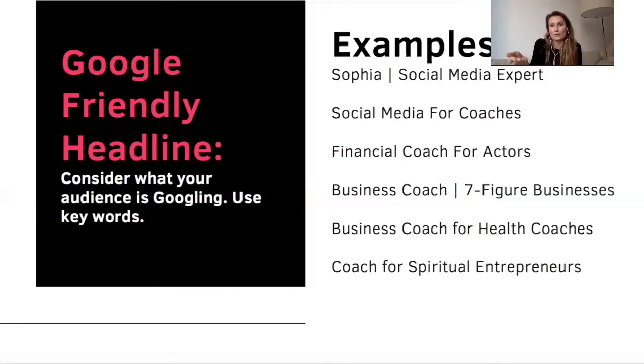And if you know how Google works, the "it's," the "thes," the "fors," they don't count. Those aren't keywords. The keywords are the more media, like the social media and coach are the keywords. So you can play with these things a little bit. So that's how you decide your headline, all right?